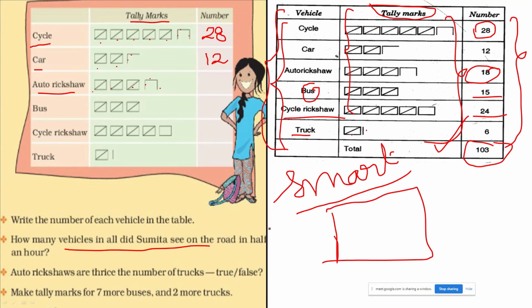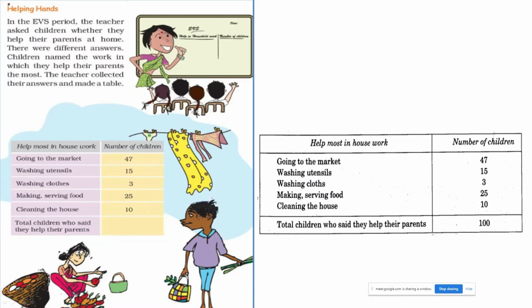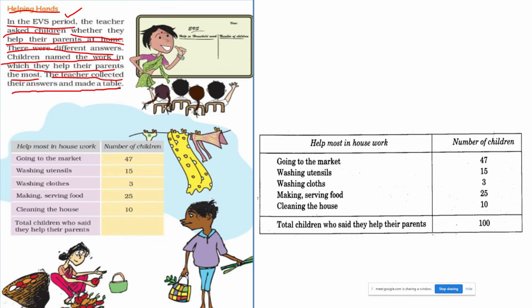Okay, so next one. Now you see Helping Hands. Here you can see. Sweta Sri, can you read? Helping Hands. In the EVS period, the teacher asked the children whether they helped their parents at home. There were different answers. Children named the works in which they helped their parents the most. The teacher collected their answers and made a table.